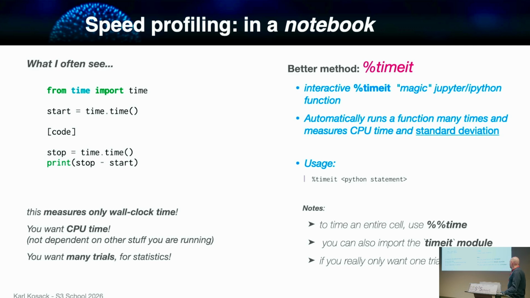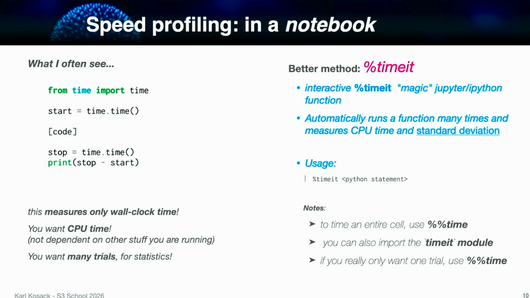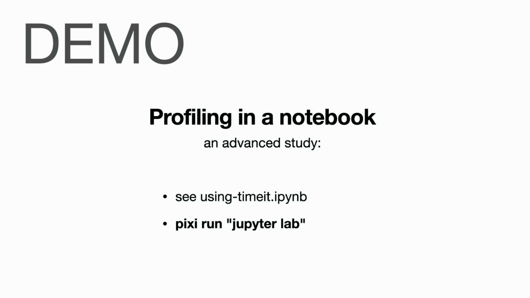There's also a magic function called %time, which if you put at the top of any cell in Jupyter, basically just does this. But I find that's not so useful. Again, it's better to use the timeit one, and I'll show you in a second. So let's do a demo of that.